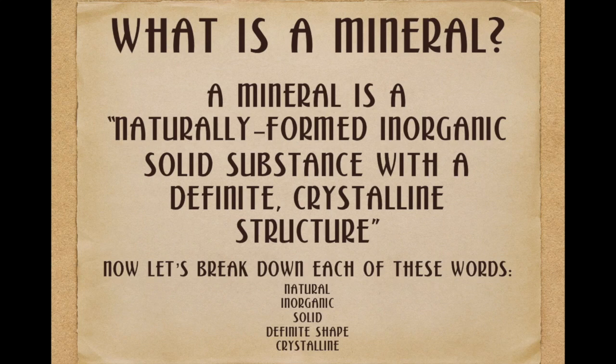So let's break down those words. That's a really big sentence, so let's break down each word so it makes sense to us. The first one is natural. Okay, it's found in nature. It's not man-made. So that's something you can write down. That's something that you can think about. It's not man-made. It's natural. It's found in the environment naturally in nature.